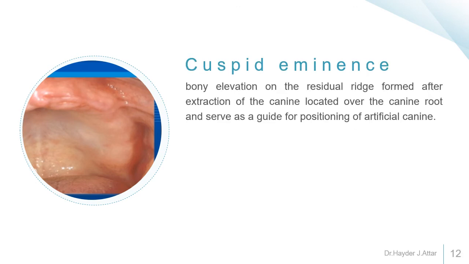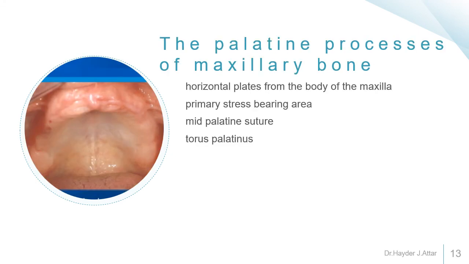The cuspid eminence represents the bony elevation of the residual ridge that forms after the extraction of the maxillary canine, and it is located over the canine root. It serves as a guide for the position of the artificial canine. The palatine process of the maxilla represents the horizontal plates of the bony process of the maxilla that extend horizontally and unite at the midline to form the mid-palatal suture, or the mid-palatal raphe.